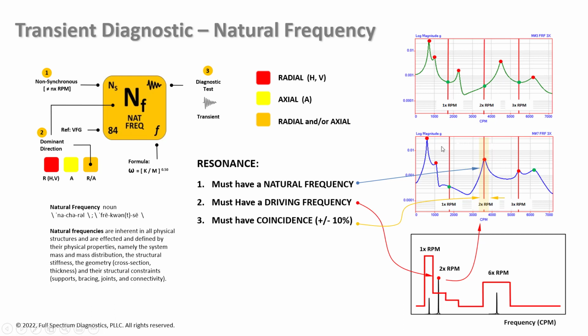So in this case, I'm looking at 1, 2, and 3 times turning speed on each chart. And in this case, my 2 times is elevated. It is a source of energy, and it's within this plus or minus 10% range. Okay, so you have to have a natural frequency, a driving frequency, and a coincidence. And usually that's within plus or minus 10% of the frequency we're interested in.